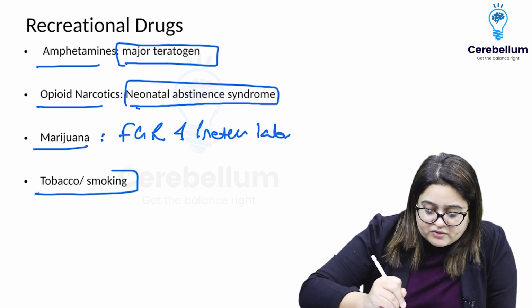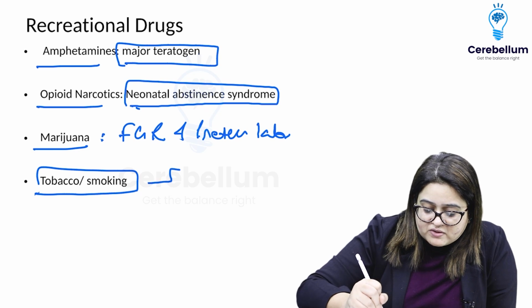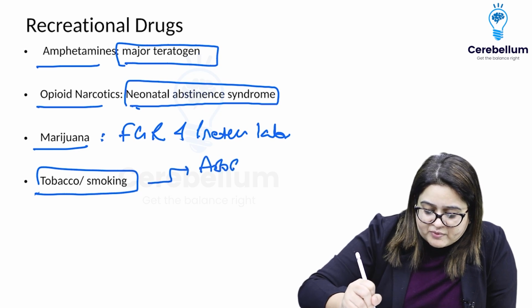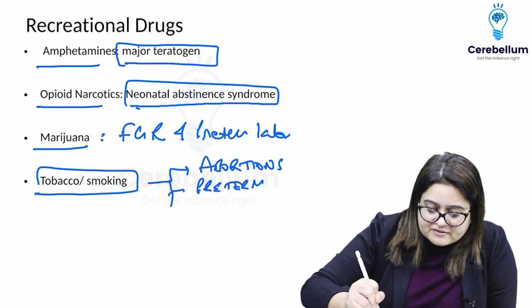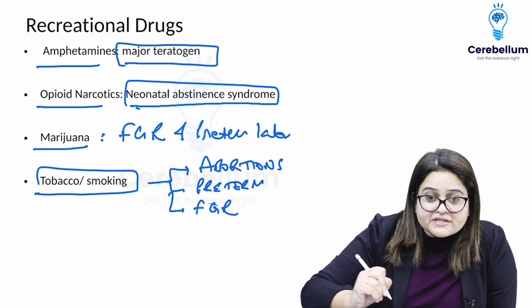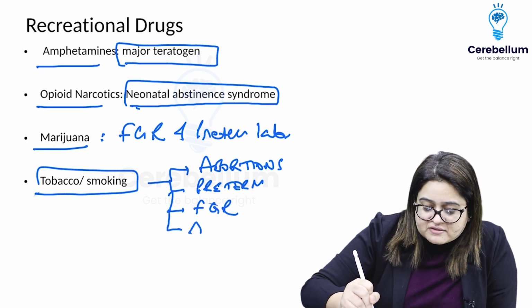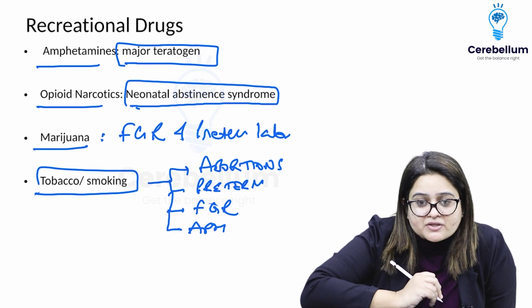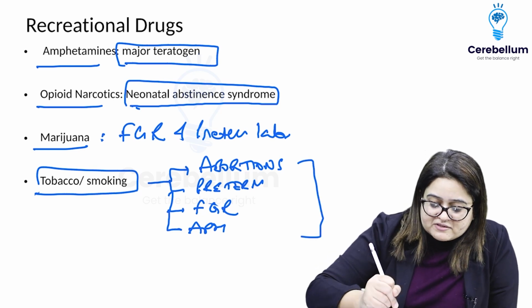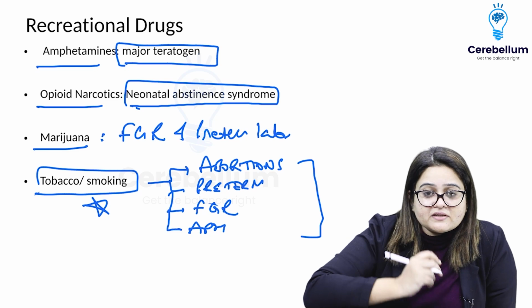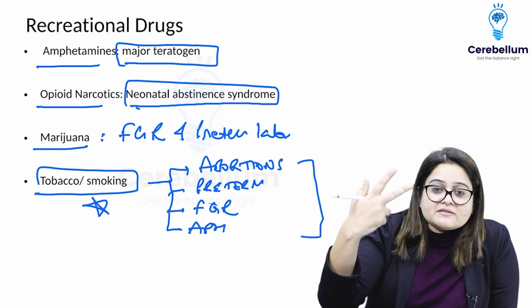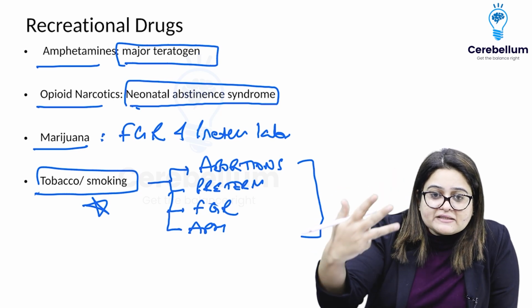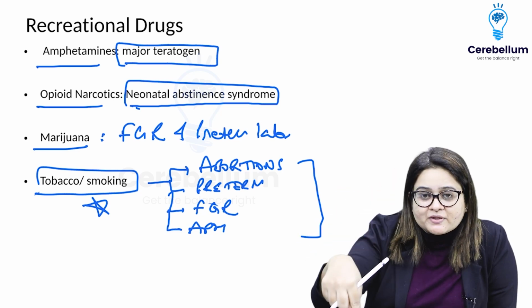And smoking or tobacco, what does this cause? This increases the risk of abortions, it increases the risk of preterm labor, it increases the risk of fetal growth restriction, and it increases the risk of antepartum hemorrhage. So remember these four. This is a very important question. Smoking can increase the risk of abortions, preterm labor, fetal growth restriction, and antepartum hemorrhage.